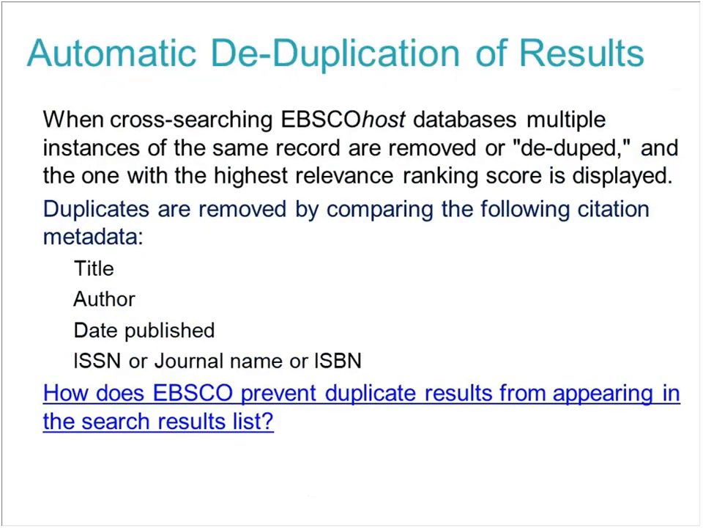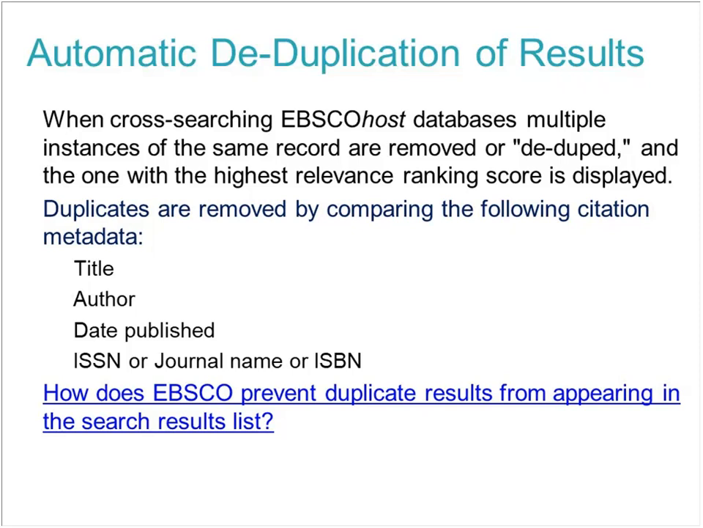Another factor to consider, if you are cross-searching as I'm about to do, is that there will be automatic deduplication of results as well. EBSCOhost does this automatically. It's basically based on comparing the citation metadata. So if the title, author, date published, journal name, ISSN, or book number are the same for both records, then you'll be left with a unique record. It works automatically. You don't need to select dedupe, for example. Whenever you cross-search, that's going to be working in the background.